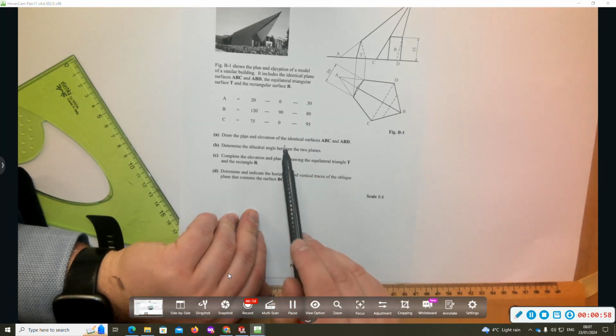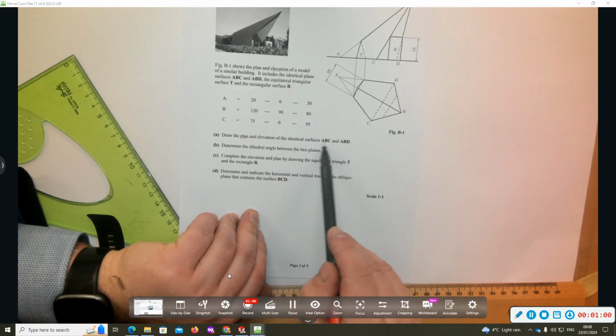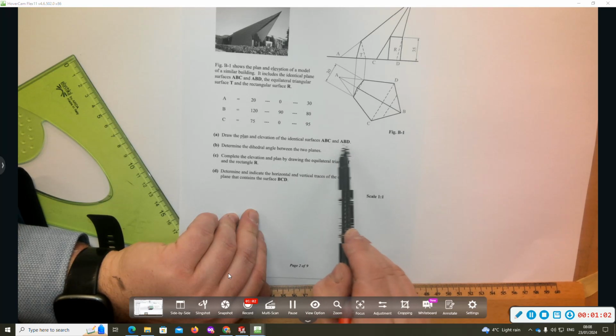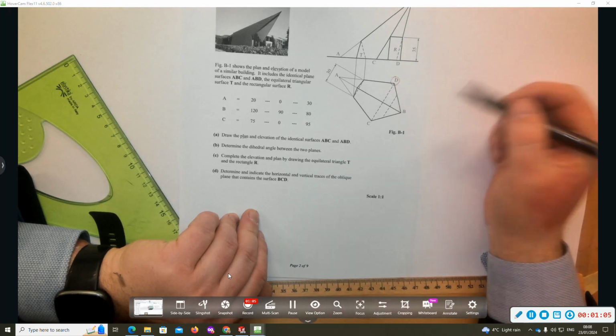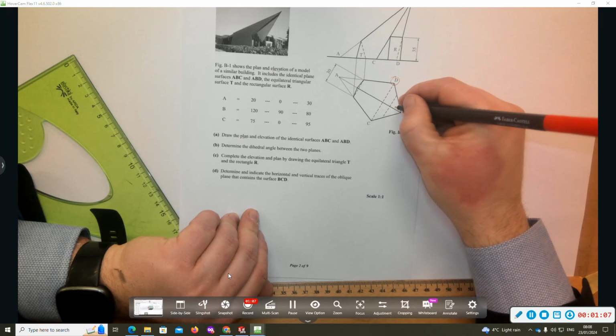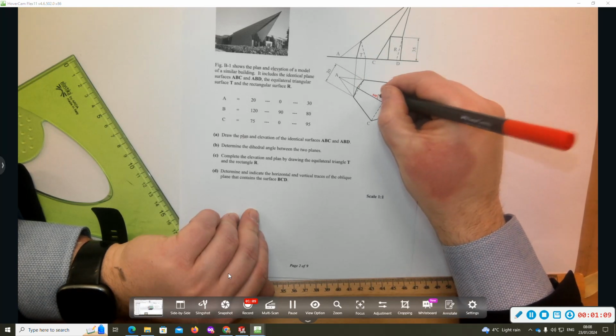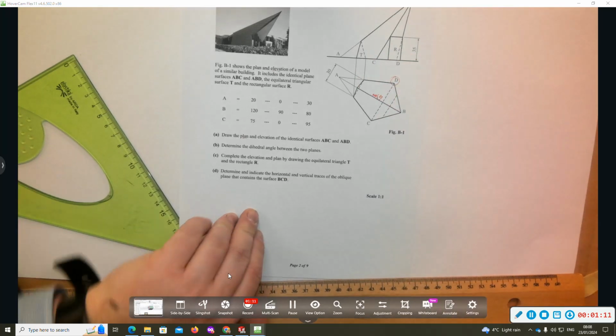Draw the plan and elevation of the identical surfaces A, B, C and A, B, D. No coordinate given for D. A, B is going to be an axis to mirror about. Let's have a quick look at this in 3D.